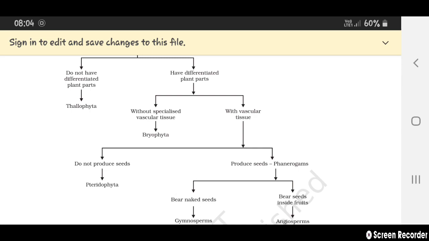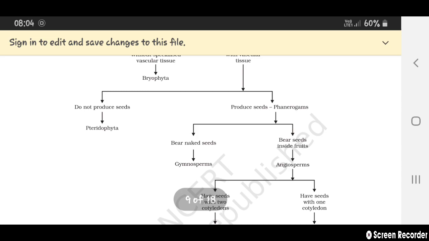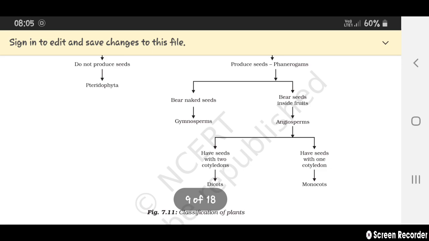And those that produce seeds are of two types: bare naked seeds, and seeds inside the fruit. Bare naked seeds are gymnosperms, and seeds inside the fruit are angiosperms. Angiosperms are of two types: having seed with two cotyledons, that is dicots, and having seed with one cotyledon, that is monocots.